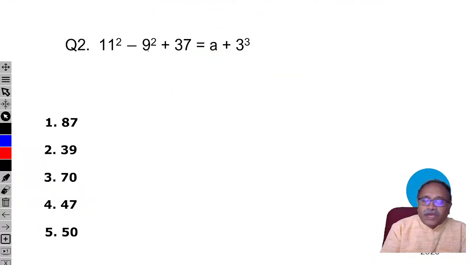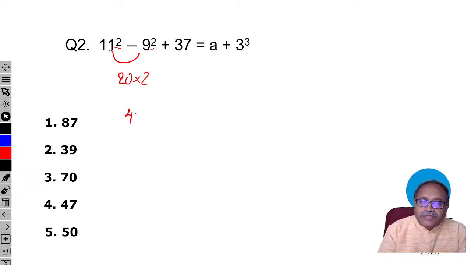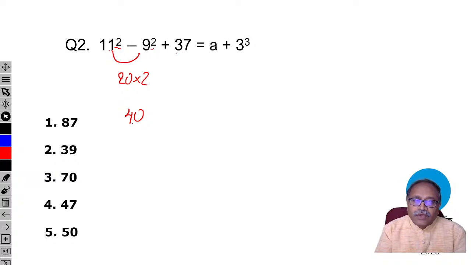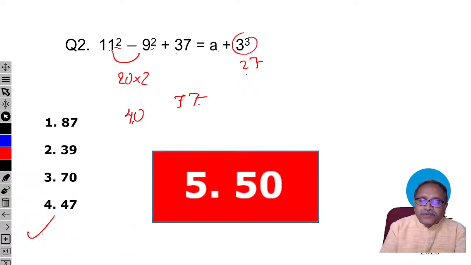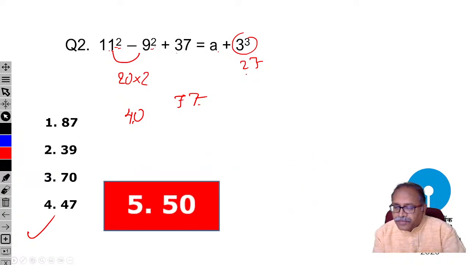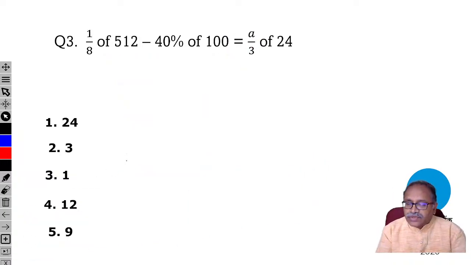11 square minus 9 square. What I can do here is a square minus b square is equal to a plus b into a minus b. What is a plus b here? 20. And what is a minus b here? It is 2. So here it becomes 40. And after 40, this is 37. 40 plus 37 is nothing but 77. And here this value is 27. So if I take out this one, what is the a value? A value is 50. So that's option choice 5. That's right. Okay, so let's move on to the next question.